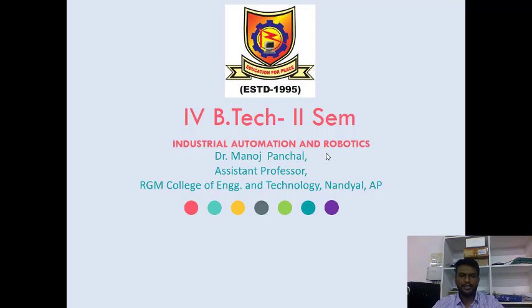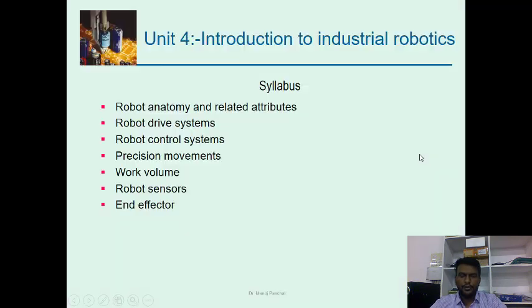I am going to be teaching Industrial Automation and Robotics. In this series of lectures, I am going to cover unit number 4, 5 and 6. So let us begin with unit number 4. Unit number 4 is about the introduction of the industrial robots.